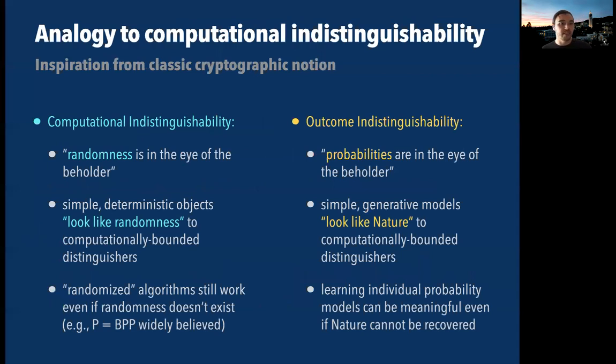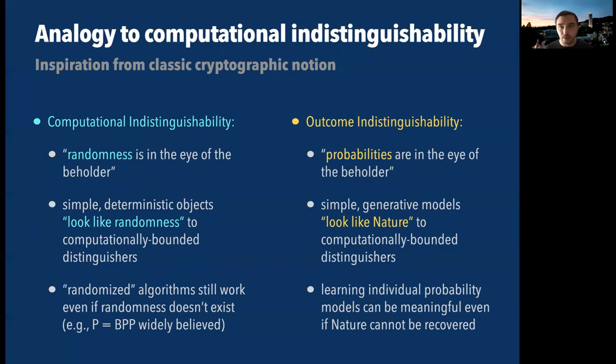Before going into the details, I want to speak about a pretty direct analogy between outcome indistinguishability and the classic notion of computational indistinguishability. Computational indistinguishability is widely used in cryptography, pseudorandomness, and complexity. Here, a prominent perspective is that randomness is in the eye of the beholder. And so in OI, we're suggesting that perhaps individual probabilities are in the eye of the beholder.